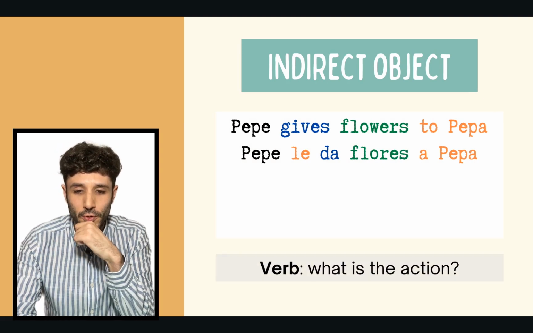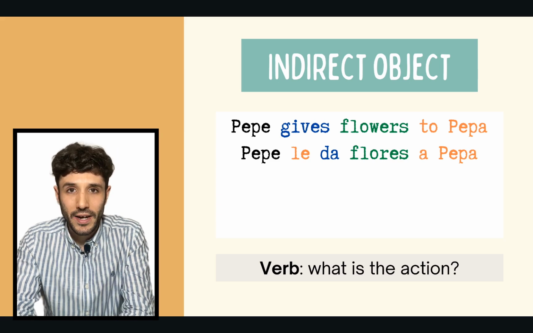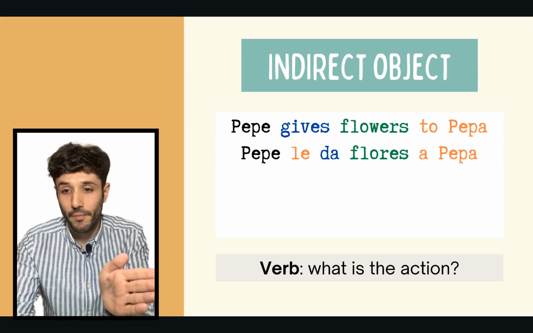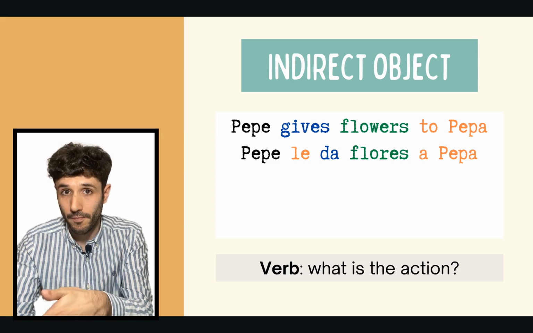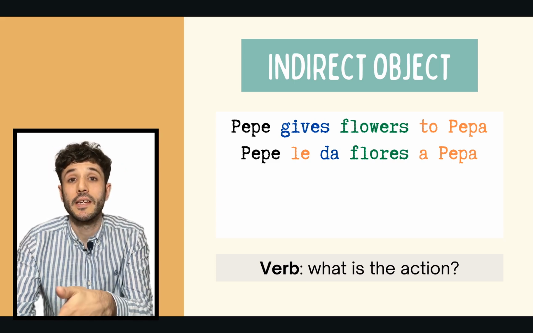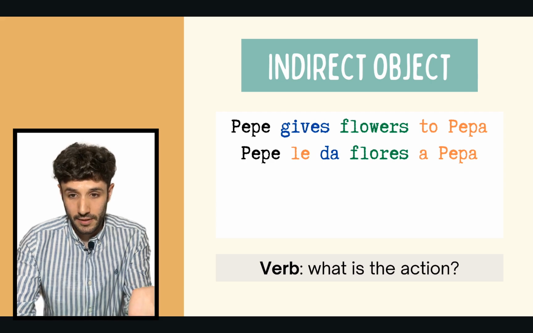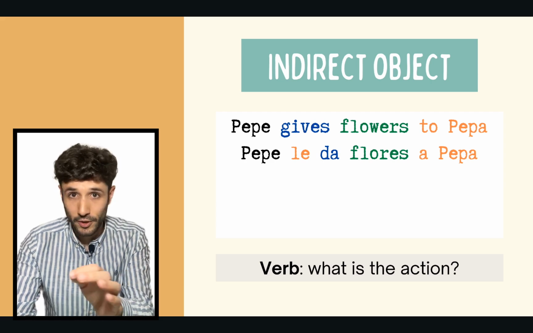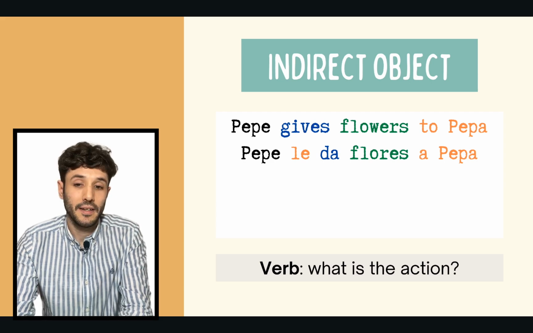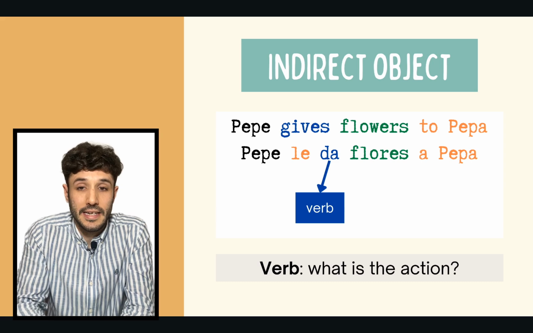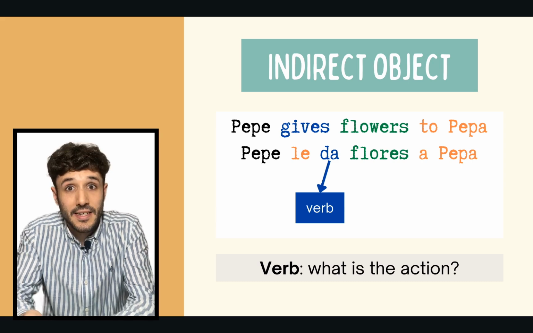The first thing we need to do is to identify the verb. So what is the action of this sentence? Pepe gives flowers to Pepa. Pepe le da flores a Pepa. Okay, in this sentence, you can think about it. If you need to stop the video first, feel free to do so. But in this sentence, the verb is da, gives. This is the action, right?